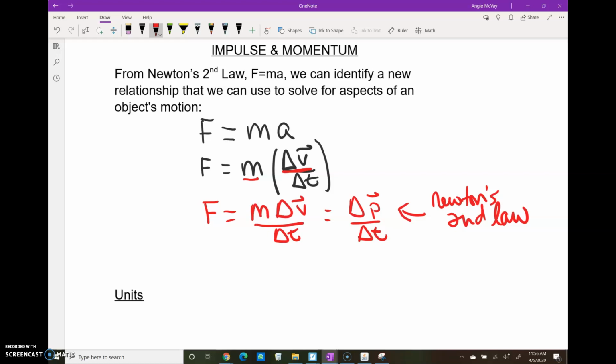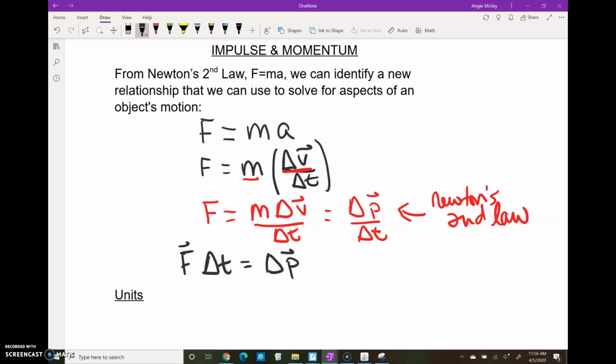Now let's expand this one more time, do a little algebra. Here, I'll write this in black again. We can multiply both sides by change in time, and you get change in time times net force is equal to a change in momentum.